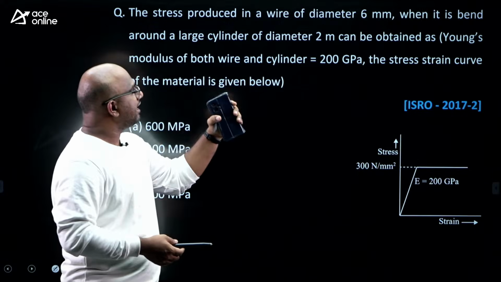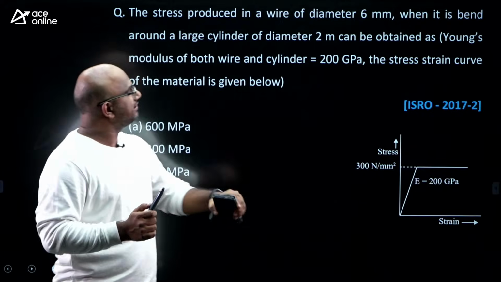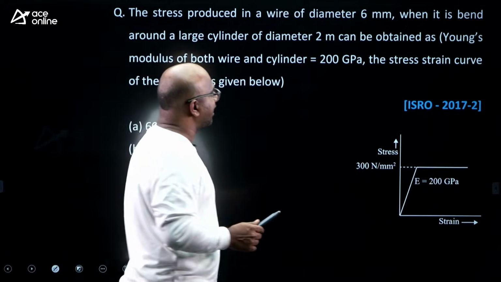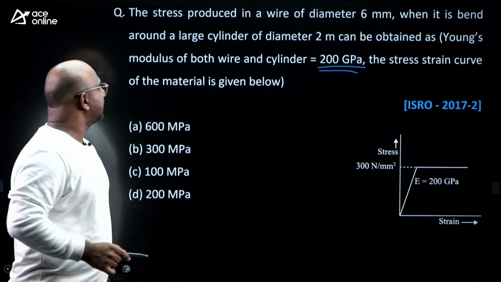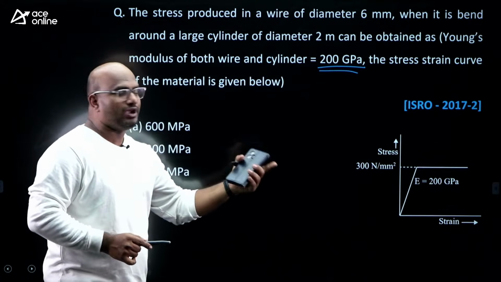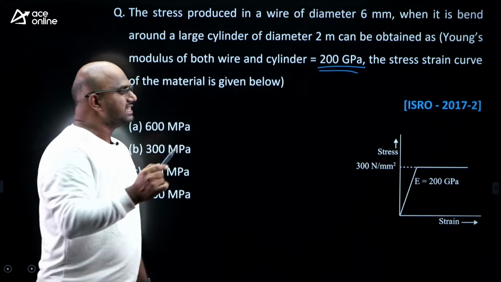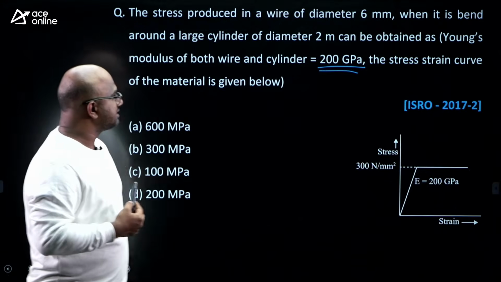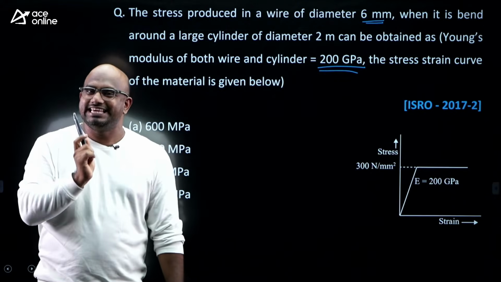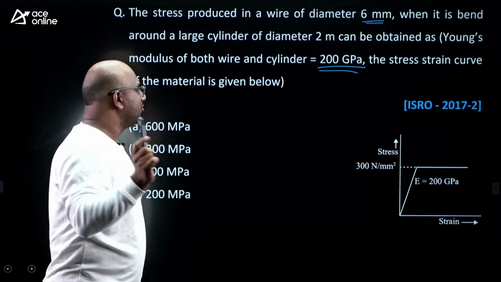The stress produced in a wire of diameter 6 mm, when it is bent around a large cylinder of diameter 2 meters, can be obtained. The modulus of both wire and cylinder is given as 200 gigapascals, and the stress-strain curve with the E value has also been given. He is asking the stress produced in a wire of diameter 6 mm when it is bent around a large cylinder. Remember, in the theory of simple bending, I clearly discussed how to solve this one. You know this formula, guys.